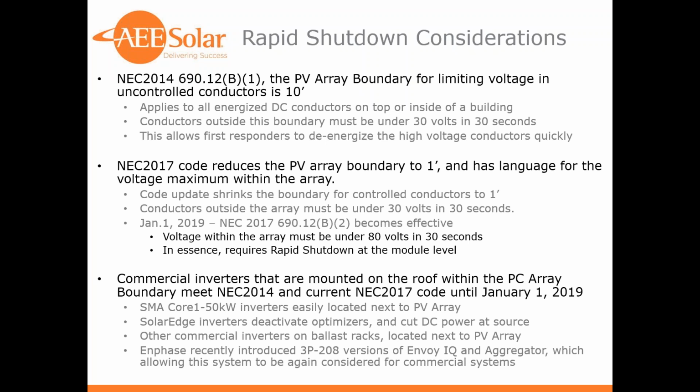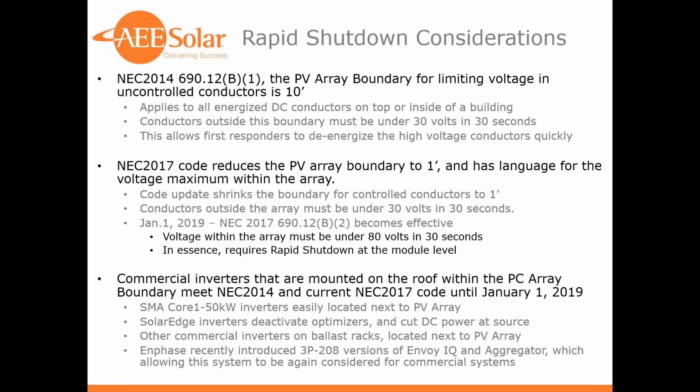Rapid shutdown, yes. As we've moved from NEC 2014, as states are starting to adopt NEC 2017: in NEC 2014, we had a 10-foot boundary around the array that was considered for uncontrolled conductors. So we had to control those conductors outside that 10-foot boundary, and that generally prevented commercial inverters from being located on the wall outside, which was typical near the utility point of interconnection. In the NEC 2017 code, that boundary shrinks to only 1 foot.